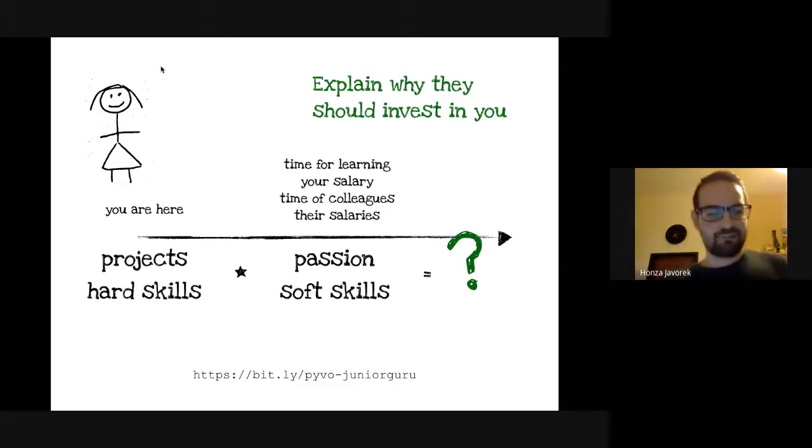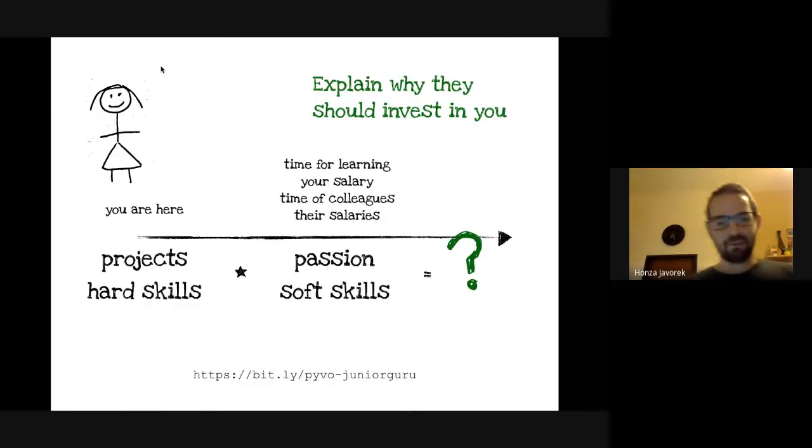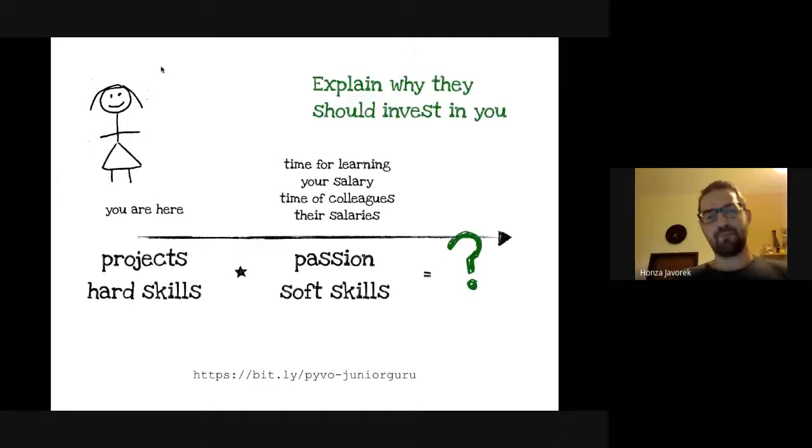You don't have much behind you. You're a junior, you don't know much, right? So they can only look at basically two things, and that is projects and hard skills, where you are right now, what you've achieved to learn. And then they can look at how you're going to learn, whether you're able to learn, how fast you're going to learn, how efficient that's going to be, and whether you want to learn what they want to teach you.